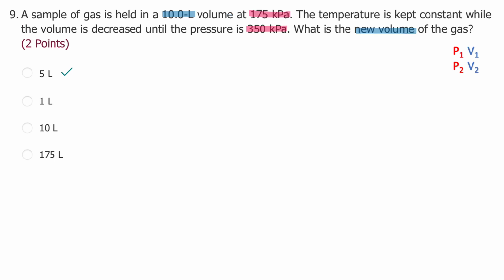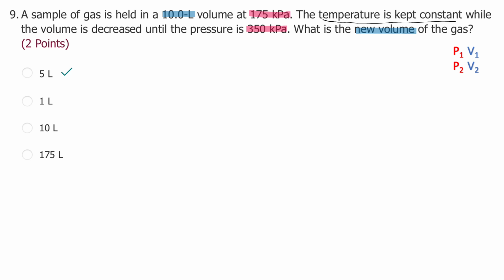All right, number 9 says a sample of gas is held at 10-liter volume at 175 kPa. The temperature is kept constant. Remember, whenever it says this, that just means it doesn't matter in this specific equation. So temperature is not going to change anything, so you can kind of just leave it alone. And then it says the volume is decreased until the pressure is 350 kPa.